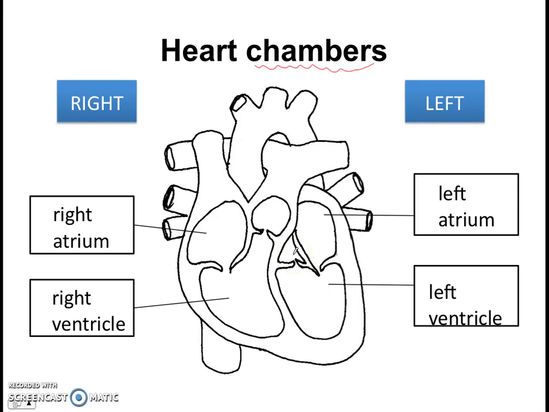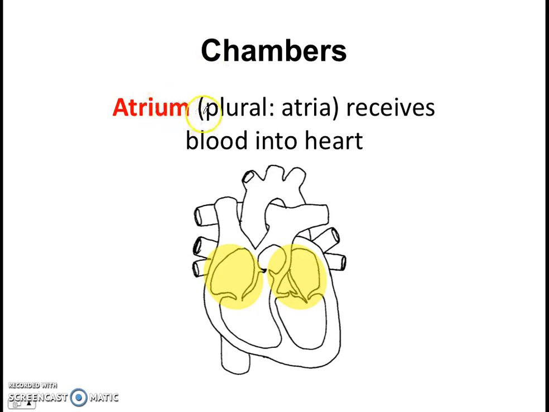Now what do these chambers do? The atrium is a chamber that receives blood into the heart. The main point about the atrium is that it receives blood. The plural of atrium is atria. So the atria receive blood into the heart. So here's the right atrium. Later on we'll see that it receives blood. Blood moves into the heart, into the atrium. And here, blood also moves into the heart, into the atrium. So the atrium receives blood.